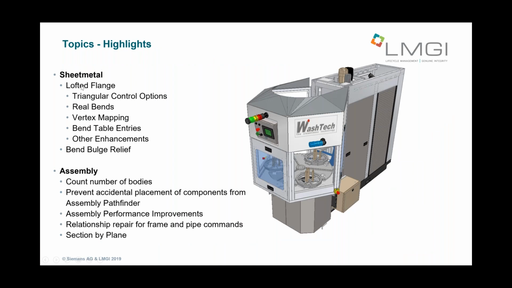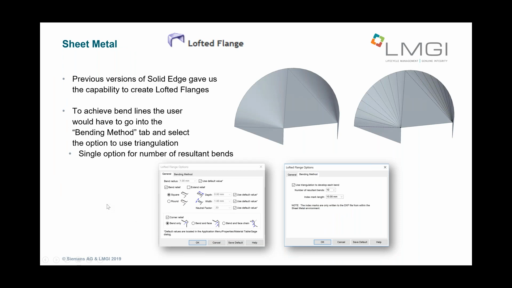There is lofted flange. Something that's really different in the lofted flange are the bend lines that can show up. You can really control how many bend lines you get. Not only that, but those bend lines can be actual real bends. Real bends meaning it bends the transition, and you can use vertex mapping with that. I'll show you in just a second. There's also some assembly stuff that we'll take a look at. So let's look at sheet metal first.